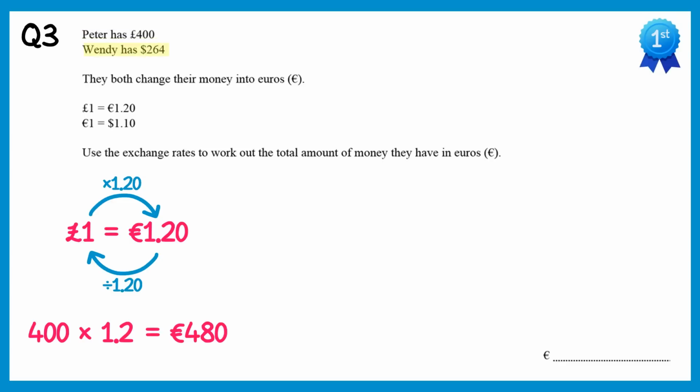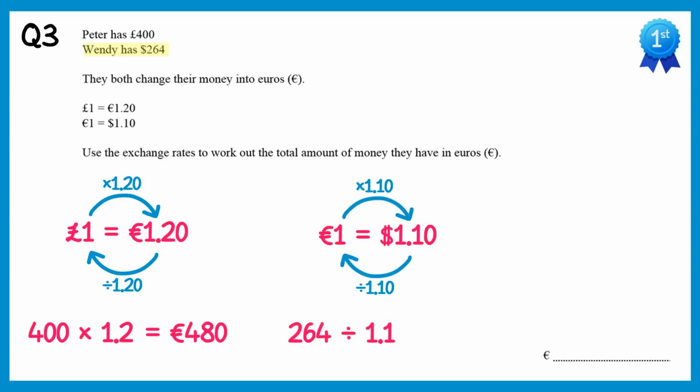Now let's look at Wendy, who has $264. The exchange rate here is €1 equals $1.1. So to go from euros to dollars, you'll multiply by 1.1, and to go from dollars back to euros, you'll divide by 1.1. Now Wendy has dollars and we're going to euros, so this time we're going to divide by 1.1. So $264 divided by 1.1 gives you 240 euros. And we want to know the total amount of money, so we add the 480 euros and the 240 euros together, which gets you 720 euros.